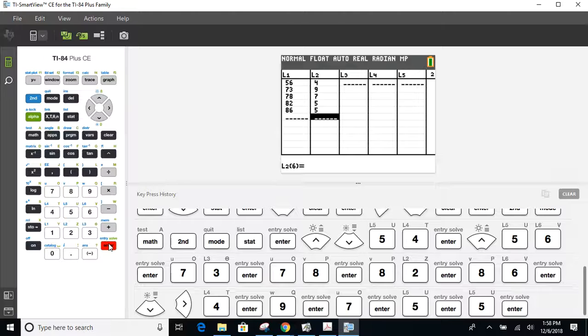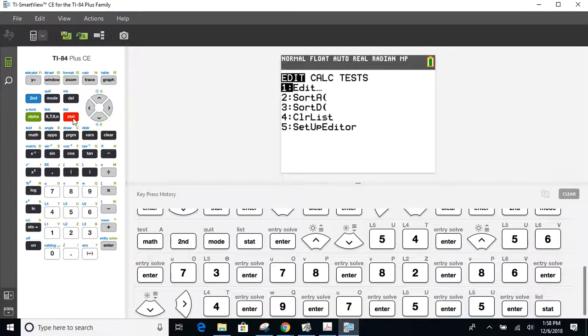Everyone all good? I want to make sure we go slow here. That's where you go to put stat edit. That's where you put all your numbers into lists. Now I just need to go somewhere where it will calculate the mean and median for that table. You go back to stat. Now we need to do some calculations, so we go over to calculate.